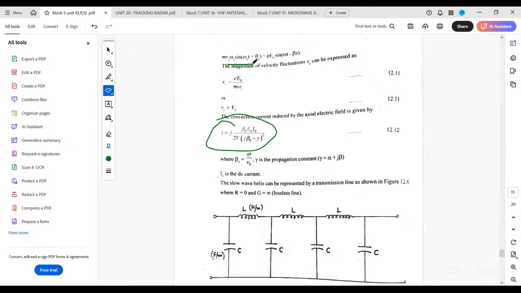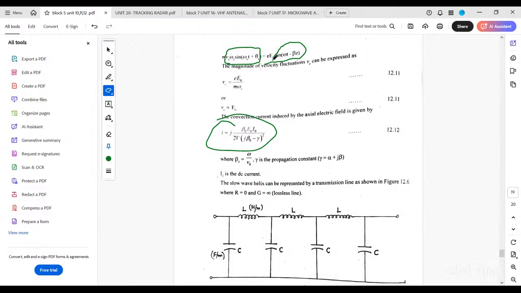Minus VE omega E sin omega E t plus theta E. This one is substituted in place of dV by dt, the minus cancels finally. Look at the RHS term. What we have in RHS term? E naught sin omega t minus beta Z.